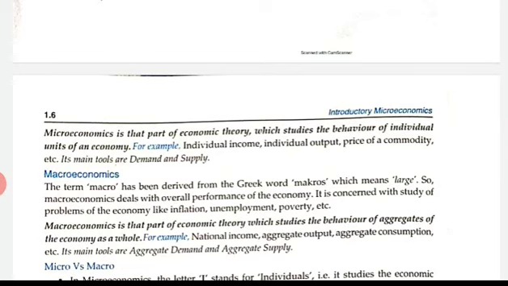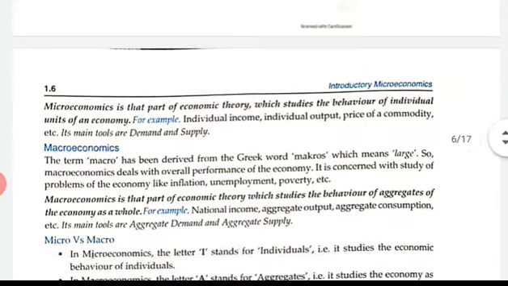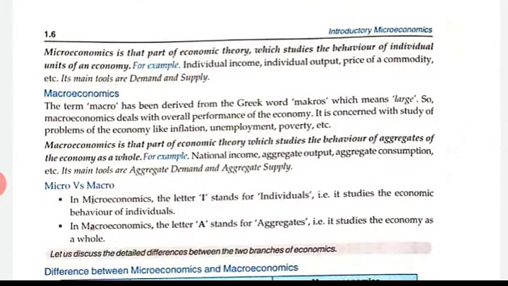Macroeconomics is that part of economic theory which studies the behavior of the aggregates of the economy as a whole. For example, the national income, aggregate output, aggregate consumption, etc. And the two important tools of macroeconomics are aggregate demand and aggregate supply. So this is about the two branches of economics, micro and macro.